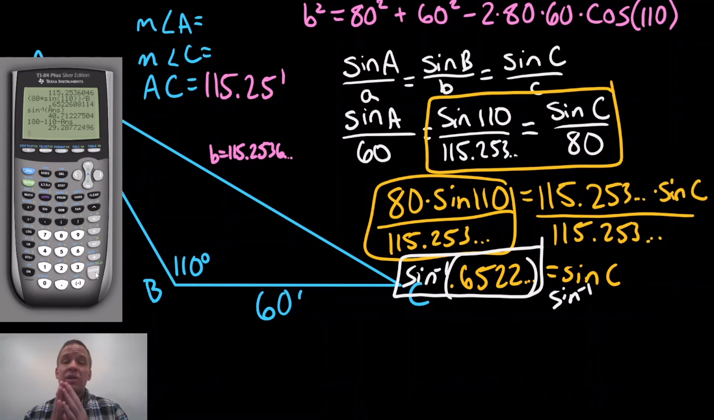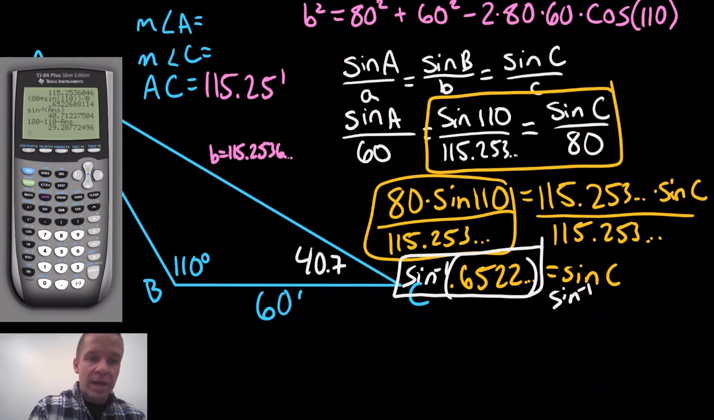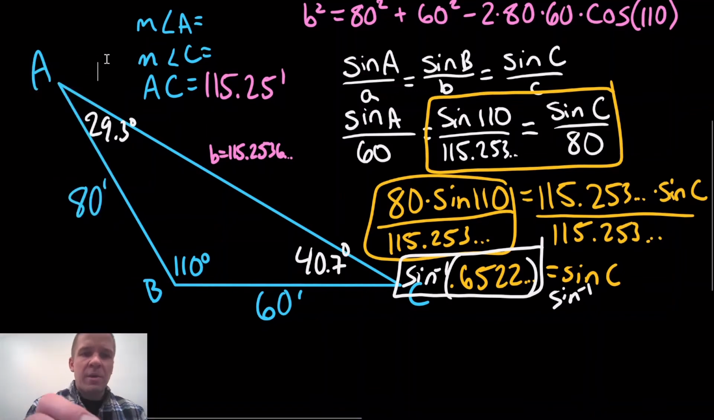So if we go to the nearest tenth, how about that? I have 40.7 and 29.3 degrees for both of those. And we just go ahead and pop those on our answer lines.